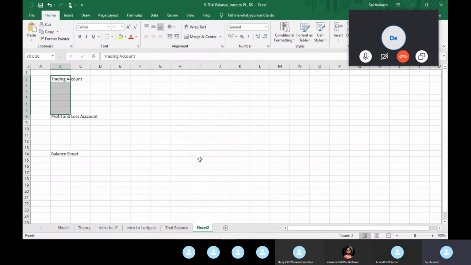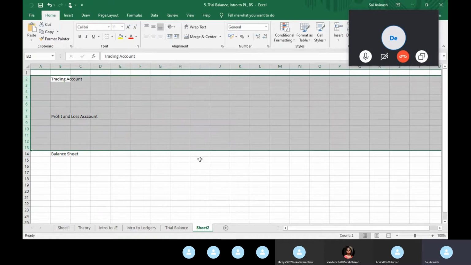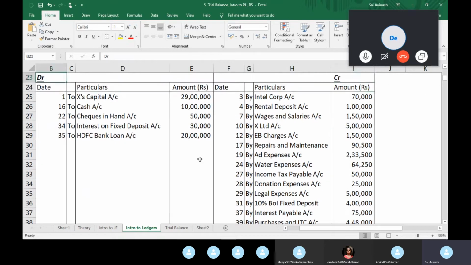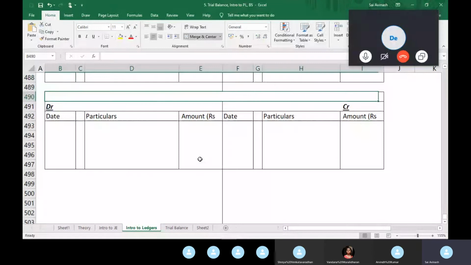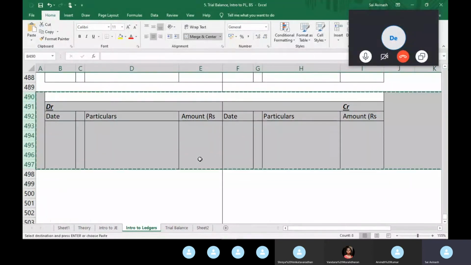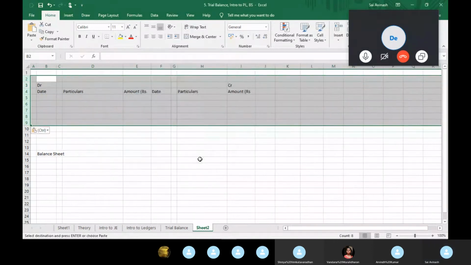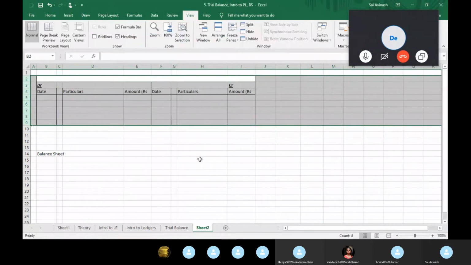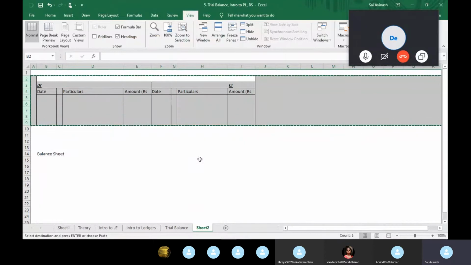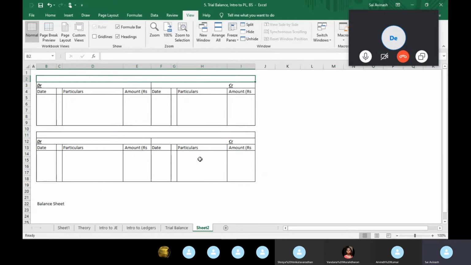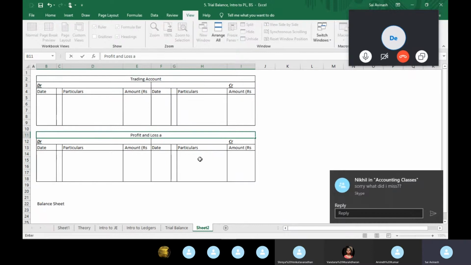So before I get started, learn that trading account and profit and loss accounts are nothing fancy. They are also just ledger accounts, which means they work on the same rules. They have the same formats, and they're just ledger accounts, except you use them only at the end of the year. So let's go ahead and create these 2 ledger accounts: trading account and profit and loss account.